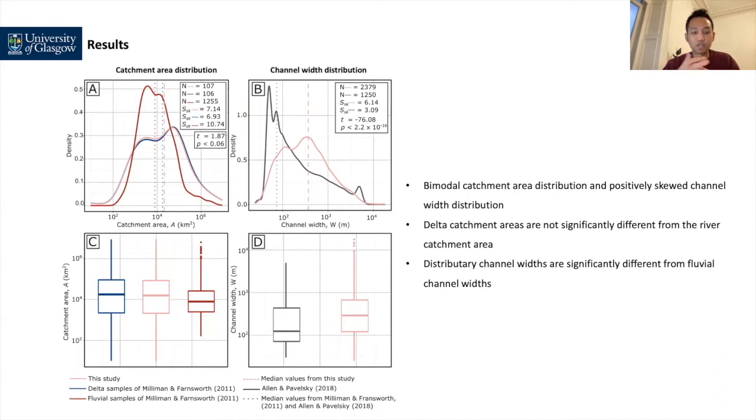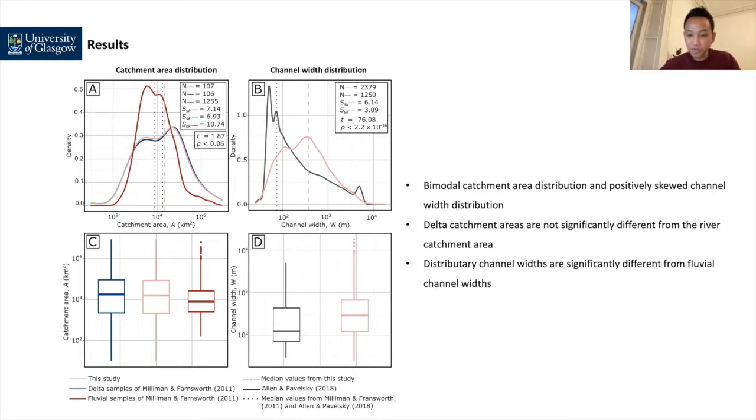And when I ran the t-test, the delta catchment areas were not significantly different from the river systems. But when we did the t-test on the channel width, the delta systems were totally different from the fluvial systems. So that's why I say that we cannot really adopt the scaling relationships from the fluvial system to the deltaic systems.